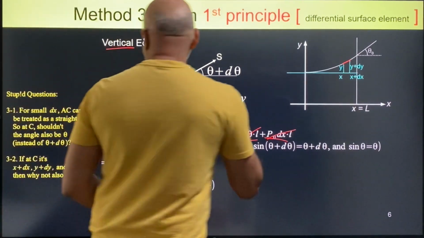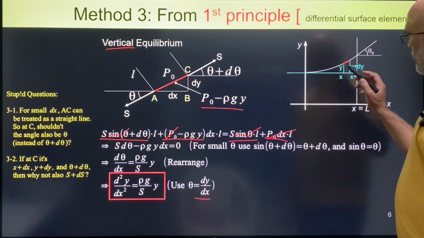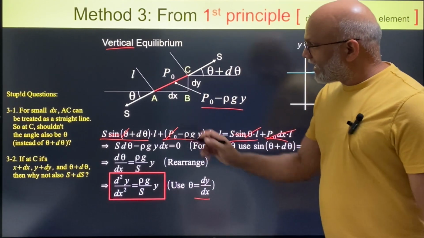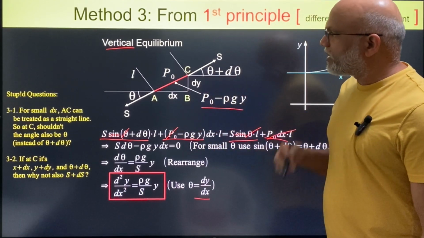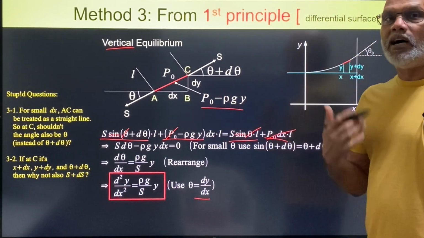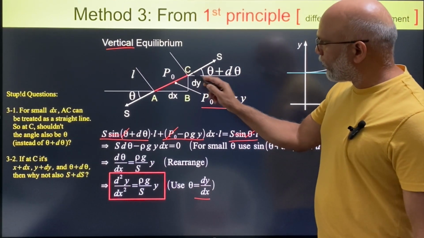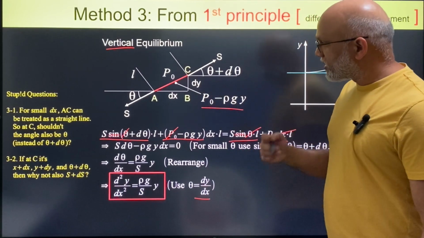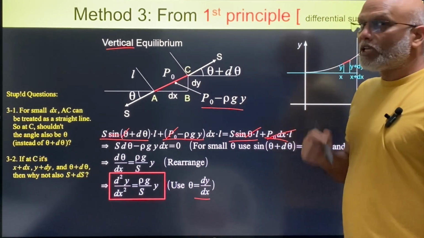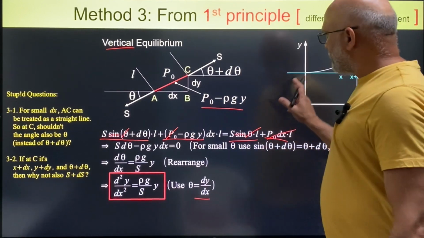All right. Now here I have a couple of questions for you. If dx is very small, then this surface element will be a straight line. In that case, this angle and this angle should be the same. Then why am I taking here theta and here theta plus d theta? Let me know. The other question is, at this point, the coordinates are x plus dx and y plus dy, and the angle is theta plus d theta. Then why not S plus dS, and why simply S? Please let me know.